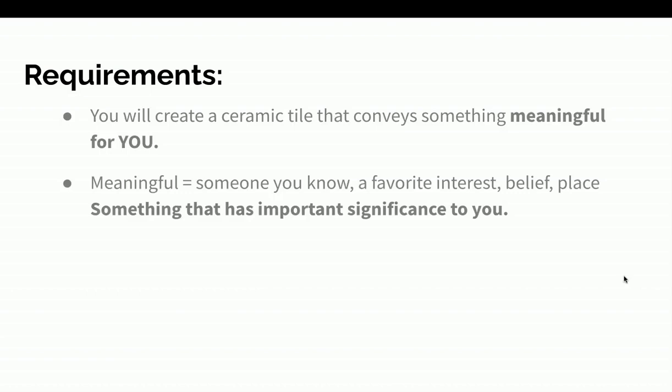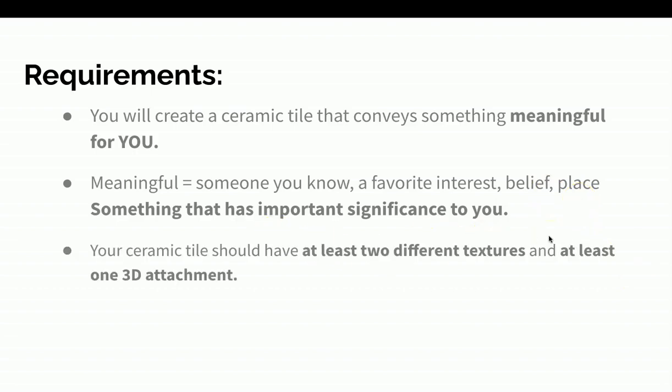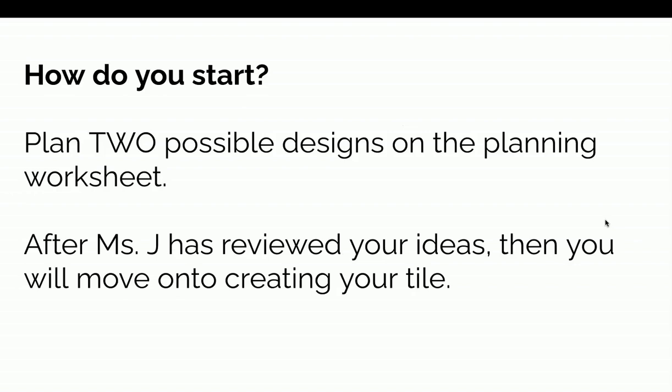So the requirements is you're going to create a ceramic tile that conveys something meaningful for you. What we mean by meaningful is it could be based on someone you know or a favorite interest of yours, like a favorite sport or a favorite food. Maybe it's a belief you have or a favorite place, right? Just something that has important significance to you. Your ceramic tile should have at least 2 different textures and at least one 3D attachment. Yes, you can include words if you want to include words on your tile.